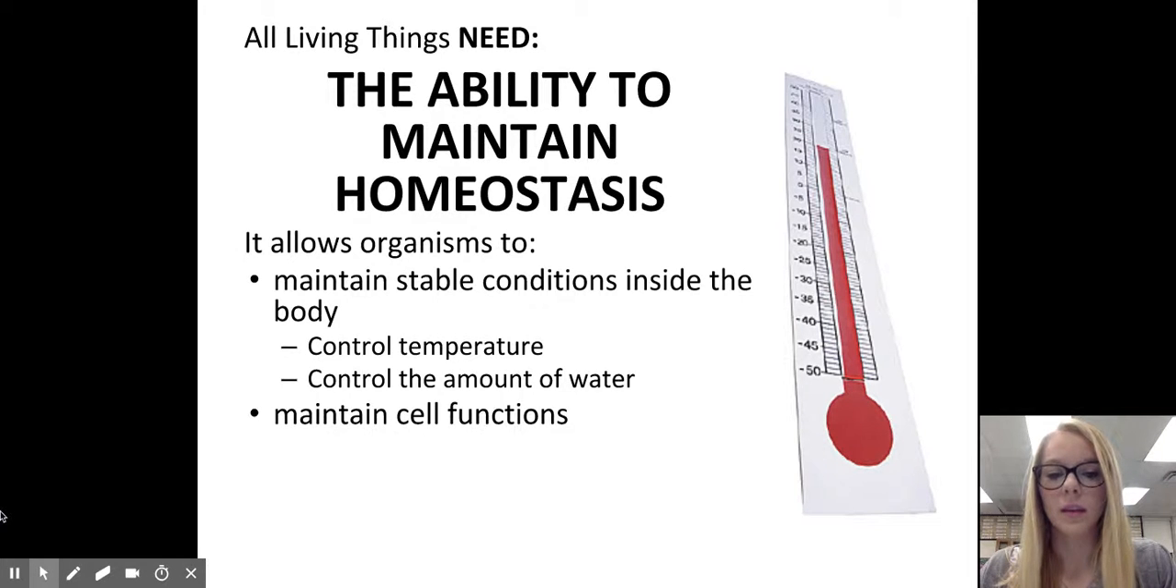All living things must have the ability to maintain homeostasis. Homeostasis is the balancing of internal systems. It allows organisms to maintain stable conditions inside the body by controlling temperature and the amount of water in the bloodstream. Homeostasis is also crucial for maintaining cell functions.